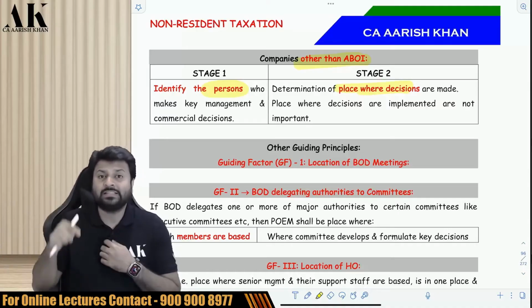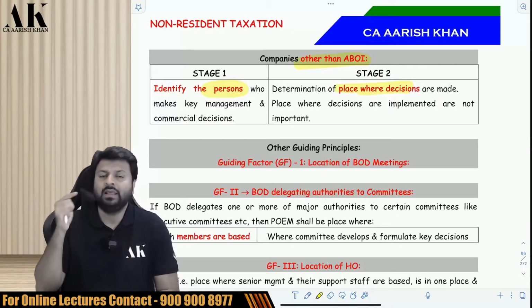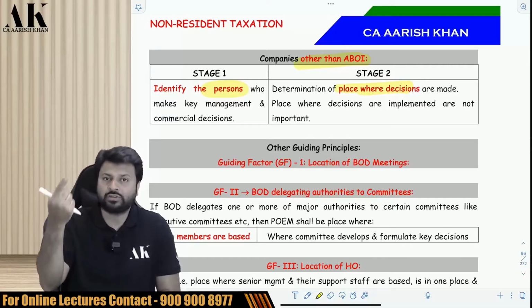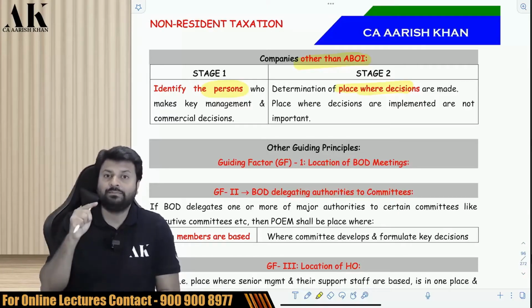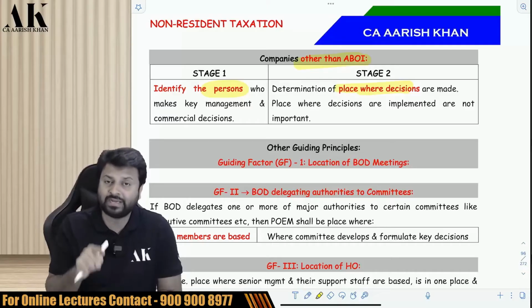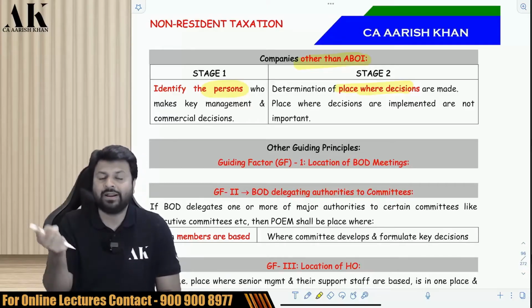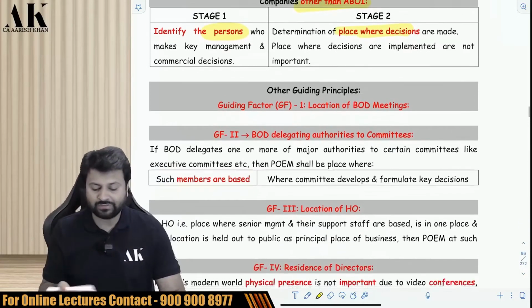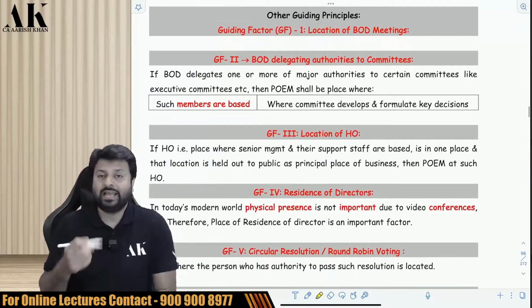The place where such decisions are taken is important. For example, Mukesh Ambani sitting in Mumbai and taking a decision to start a plant in Sri Lanka, then the place of Mumbai is important because the decision is made in Mumbai. The place where the decision is implemented, that is Sri Lanka, is not relevant.